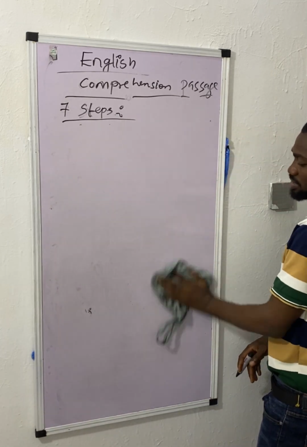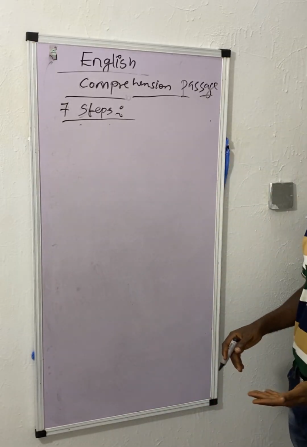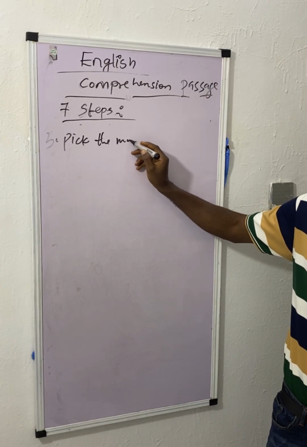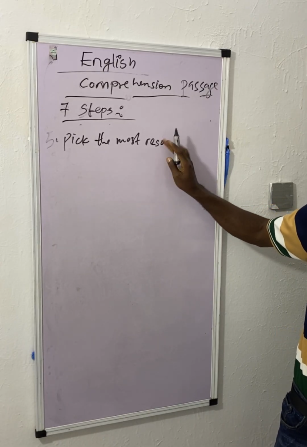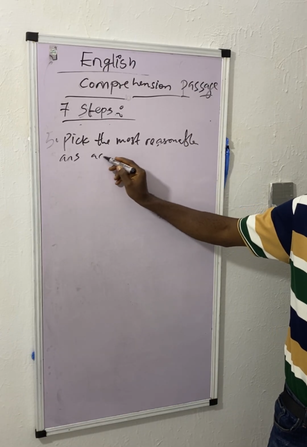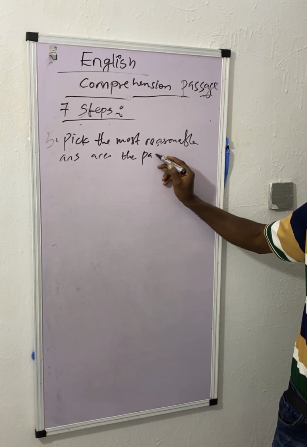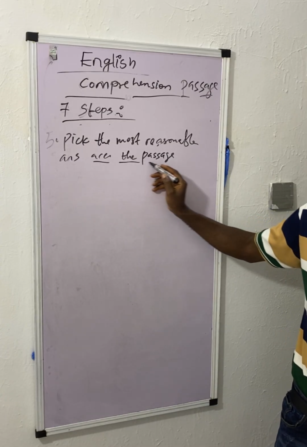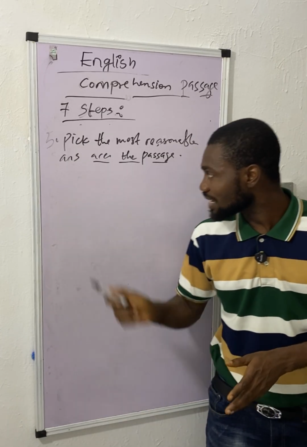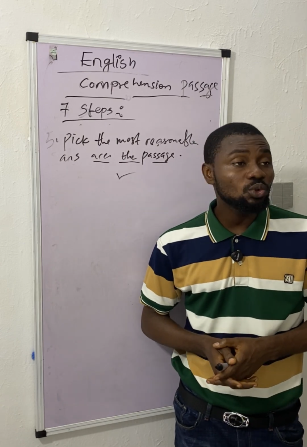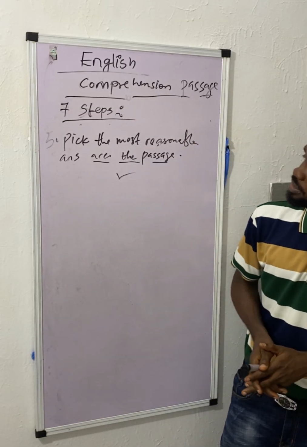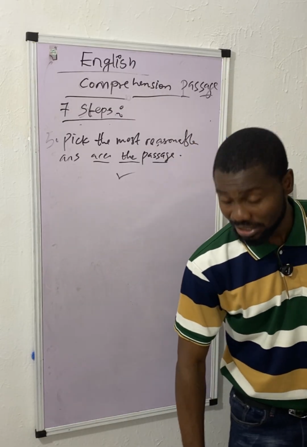Number 5 says pick the most reasonable answer according to the passage, or according to the writer, according to the author. If the passage tells you that Tinubu is not the current president of Nigeria, pick that answer. Whatever the passage tells you, pick it, even though you know that thing is wrong or it's not the case in real life. Pick what the passage says, because you are not the writer.